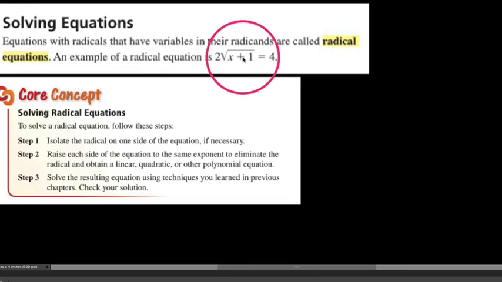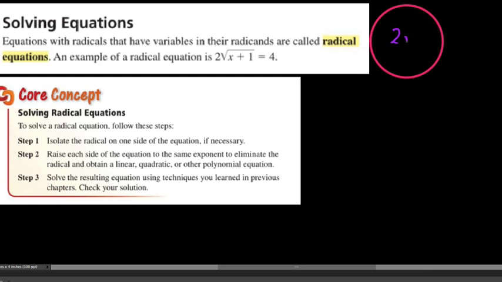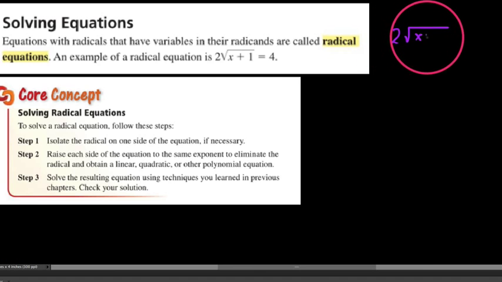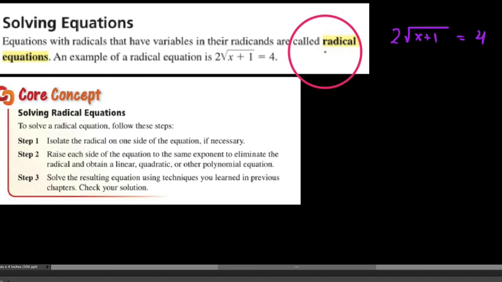Okay, YouTube, in this series of videos, we're going to be exploring solving radical equations. And so I sort of want to start with what we mean by a radical equation. One of them is given here. I'm going to rewrite this here. We say 2 times the square root of x plus 1 equals 4. And I only rewrote this so we could read a little bit better.